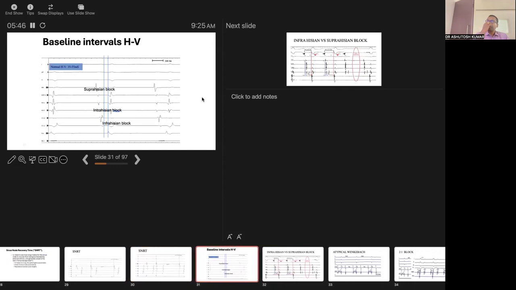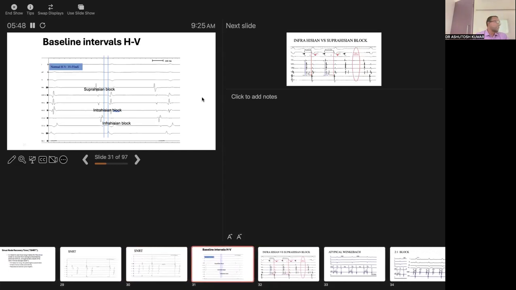And this, I think last time we discussed baseline HV interval. So infrahisian, suprahisian, and intrahisian, 3 types of blocks are there. Means if AV nodal disease is there in and around, then we have to get the HV. So HV is prolonged. How much is the normal? 35 to 55. 55 above, prolonged. More than 100, indication of pacemaker. More than 75 with symptom, it is indication of pacemaker.